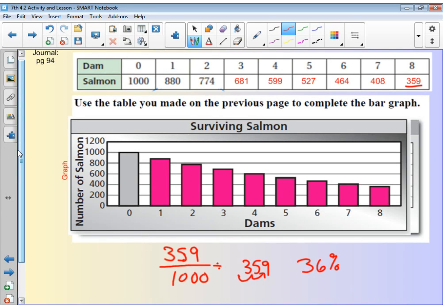Okay, so no, we didn't end up with 88% of the salmon surviving. It was 88% surviving each dam. So notice that really over those 8 dams, we only ended up with 36% of those salmon surviving from the first dam through the end of the very last one. That's not a huge survival rate, okay? So now we're going to move on with the next activity.